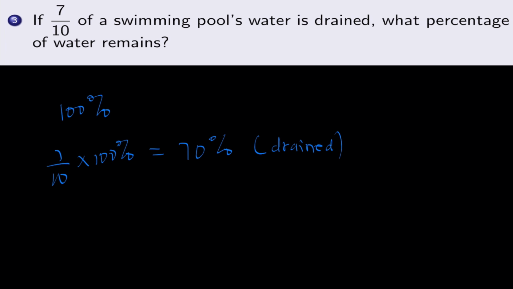So now the amount remaining will be 100% minus 70% because the entire percentage is 100%. So we are going to have 30% of the swimming pool's water remains. So our answer is 30%.